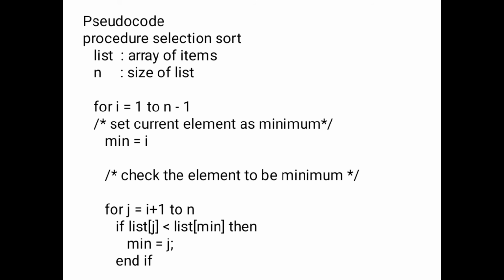The procedure is selection sort, with the list as an array of items, with the size of the list. For i equals 1 to n minus 1, that means how many times you sort the elements: n minus 1. Suppose the size of the list is 8, then you compare 8 minus 1, that is 7 times. Then set the first element, the 0th position element, as the minimum element, then check it against the remaining elements. If list of j is less than list of minimum, then minimum equals j.